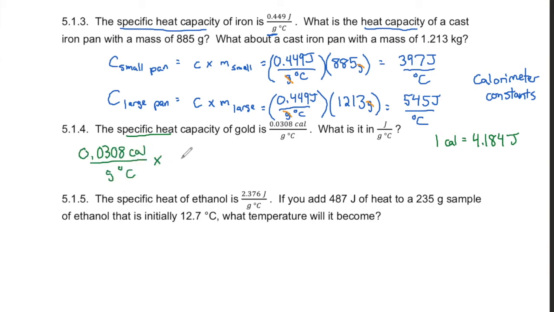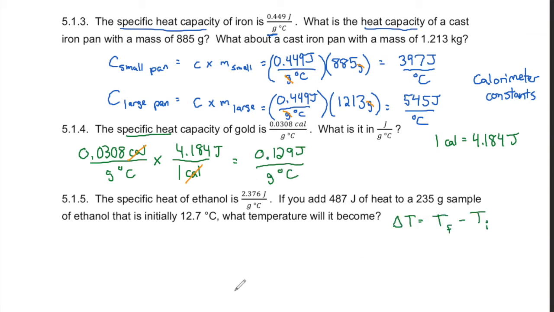So to convert these units, we will use that relationship. We want to get rid of calories and start talking about joules. So we put calories on the bottom so that it will cancel. So with the units joules per gram degree Celsius, the specific heat capacity of gold would be 0.129.